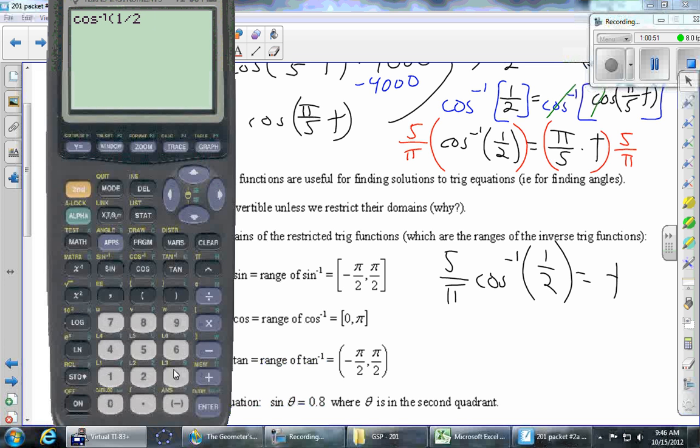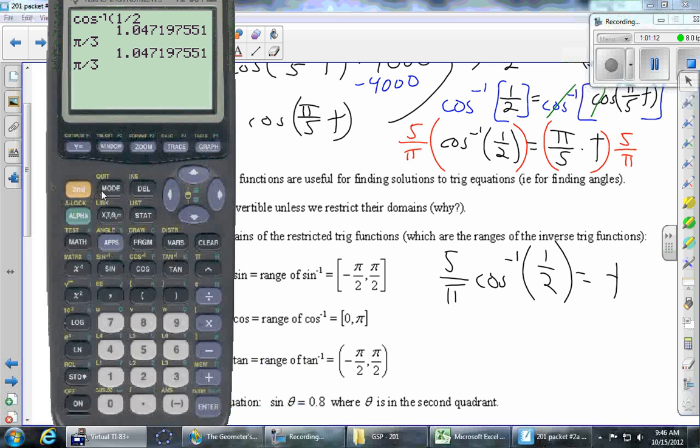Now we had said the answer was pi over 3. Our calculator will never give us pi over 3. It will always give us a decimal, but we could double check because we happen to have gotten lucky here and gotten one of those real nice ones on the unit circle. But yes, it's the decimal for pi over 3.